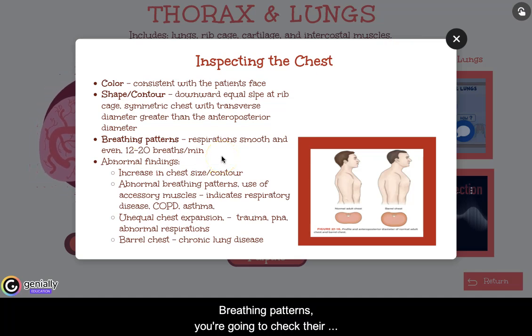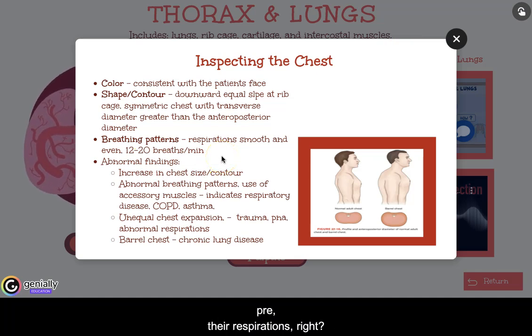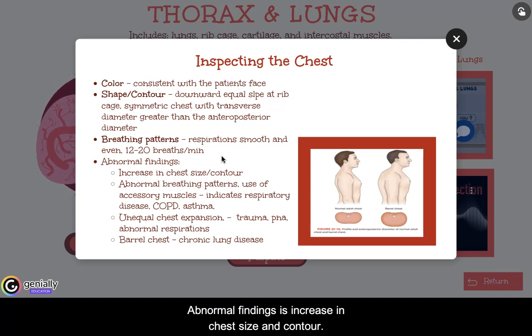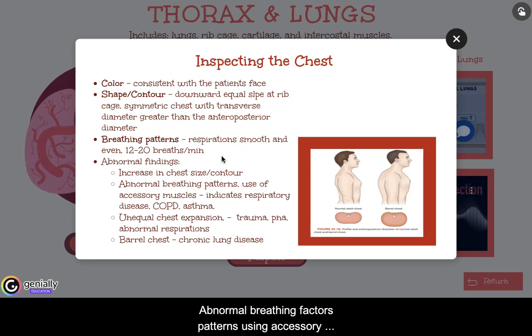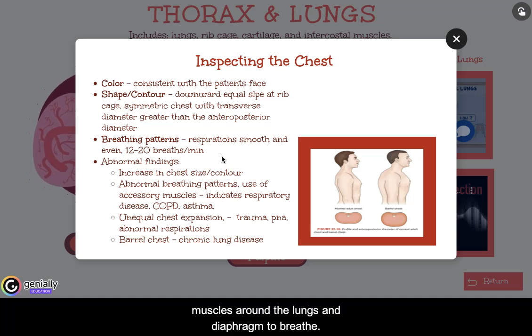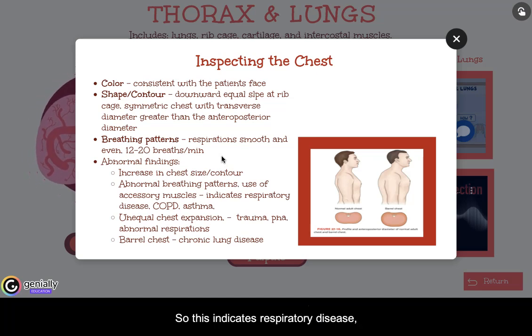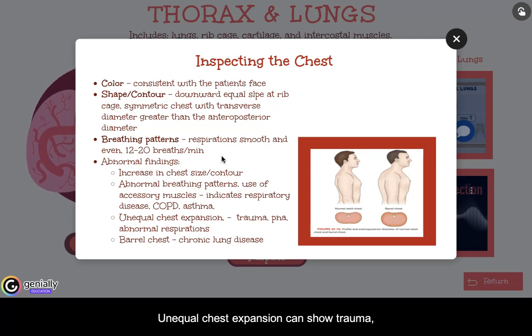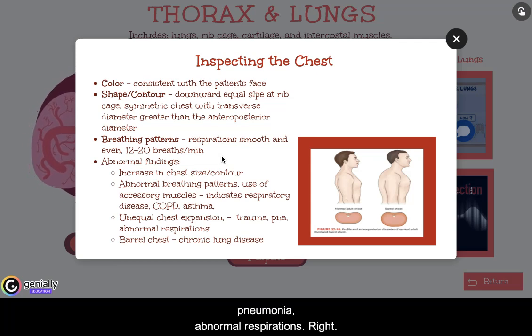Breathing patterns: you're going to check their respirations, right? 12 to 20 breaths per minute. Abnormal findings include an increase in chest size and contour. Abnormal breathing patterns include using accessory muscles, for example, their stomach and other muscles around the lungs and diaphragm to breathe. This indicates respiratory disease, COPD, asthma. Unequal chest expansion can show trauma, pneumonia, abnormal respirations, right?